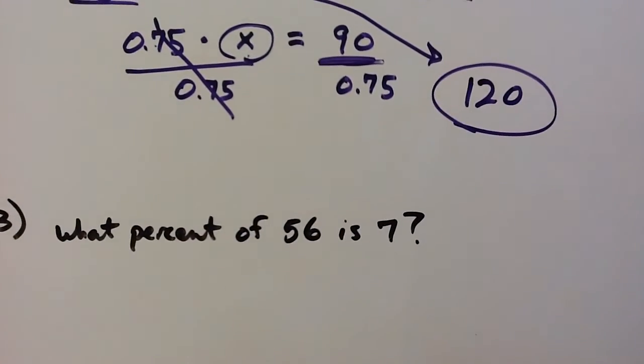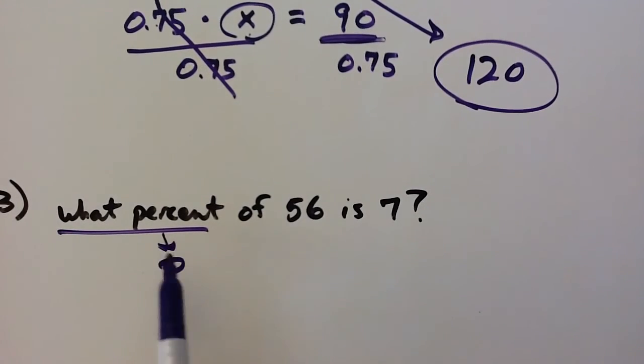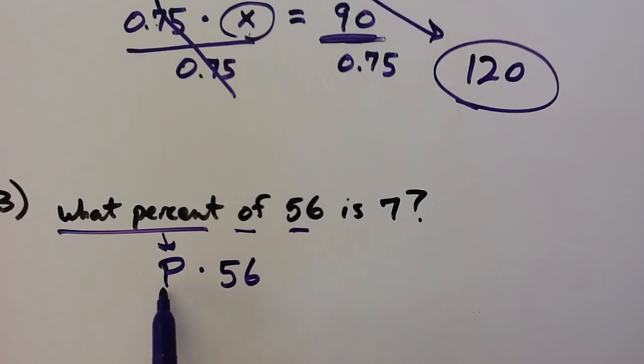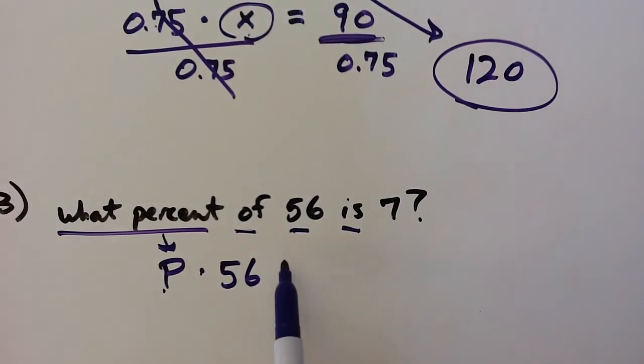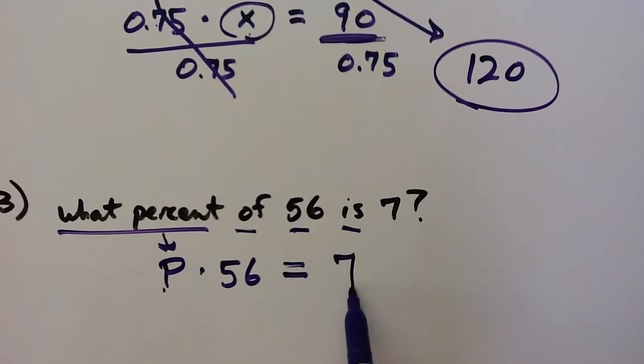Number three, what percent of 56 is 7? So first it says what percent, that's my unknown. I don't know what percent, and so I'm going to use P for percent. What percent of, that's times, so I'm going to use a dot for multiplication. What percent of 56, so P times 56. What percent of 56? There's is. What does is mean? Is means equals in math. Is 7, so equals 7. P times 56 equals 7.